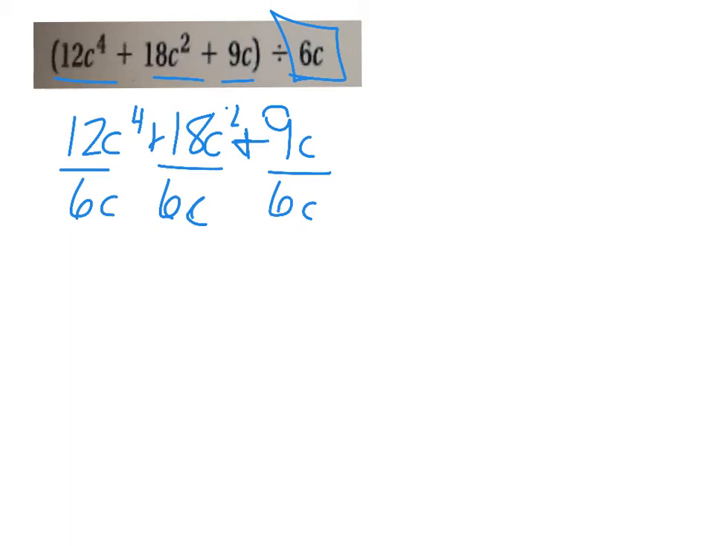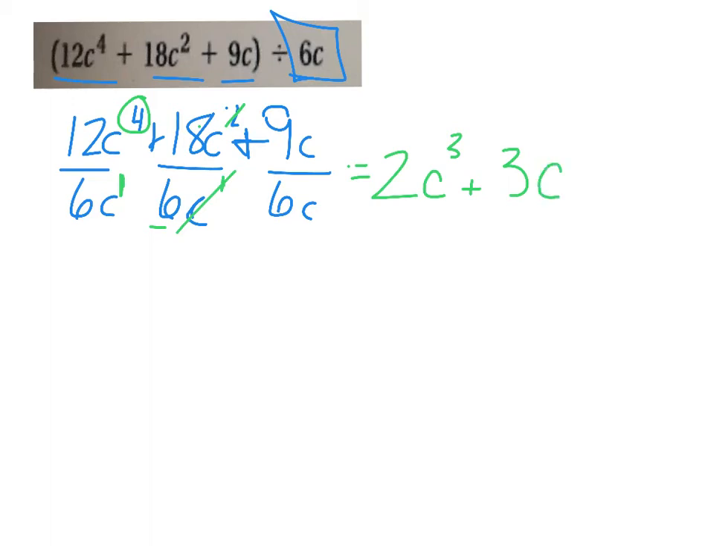So in the first part, 12 divided by 6 just gives us 2, and it's fourth power minus first power. 4 minus 1 is 3, so this is 2c to the third power. In the next part, 18 divided by 6 is just 3. It's being added, so plus 3. Our c squared is on top, c to the first on the bottom. So the bottom one goes away, the top one, we cancel 1 and leave 1, so that just leaves us with 3c.